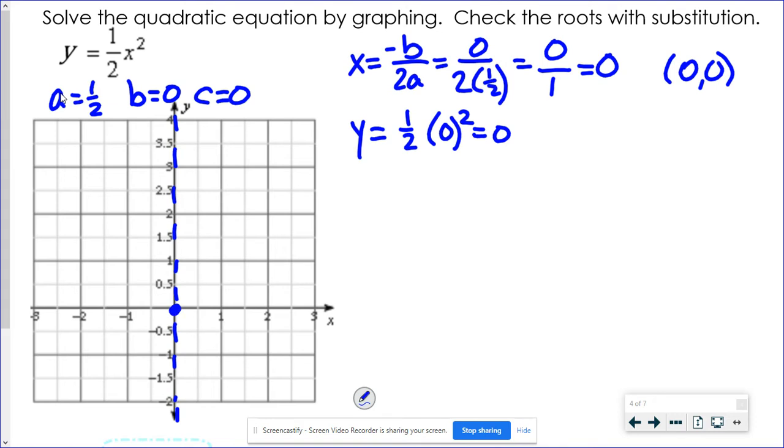Realize that at this point, you now know your solution. It's 0. That's the only solution that there's going to be. We should still graph this. We should be able to finish up this table. 0, 0 is going to be my center.